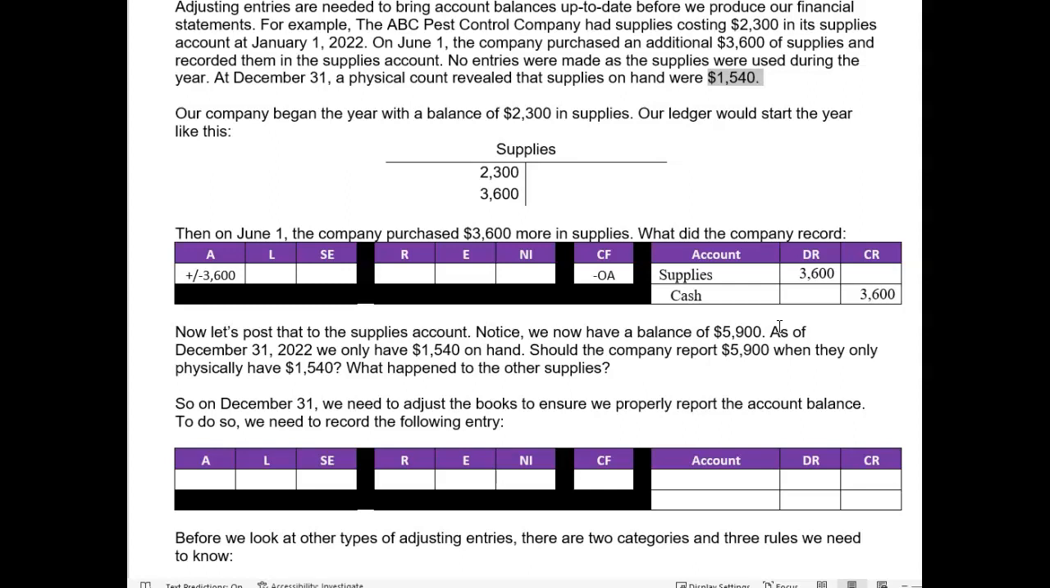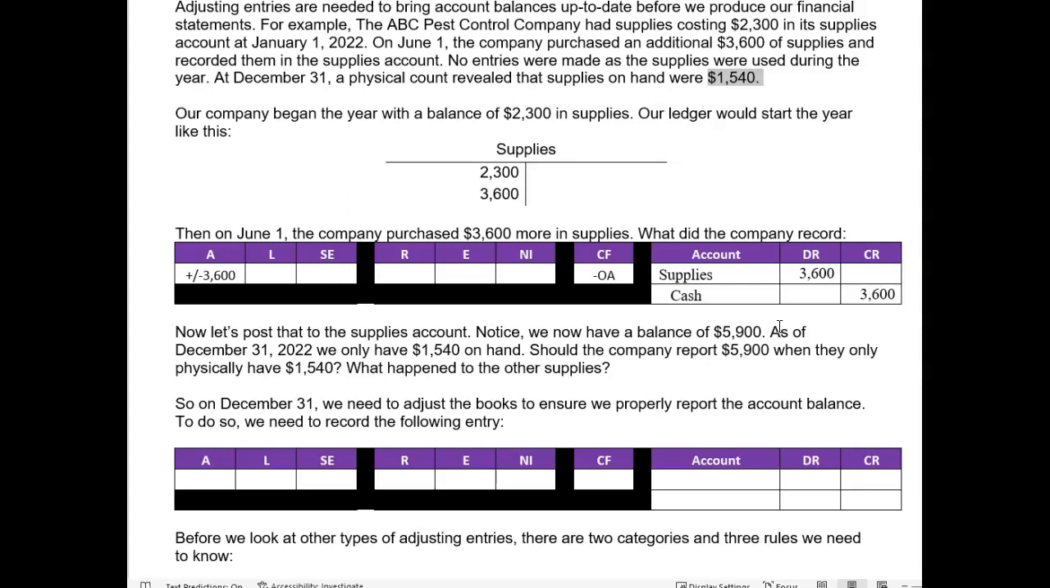Well, absolutely not. That would be misrepresenting the company's information. So we want to make sure we update that account balance. Well, what happened to the other supplies? Well, in theory, now granted, sometimes theft does happen. You know, your employees take home some pens or paper. They may not even realize that they grabbed it. That's okay occasionally. No big deal. But in theory, all of those supplies were used during our accounting period to help us generate revenue.